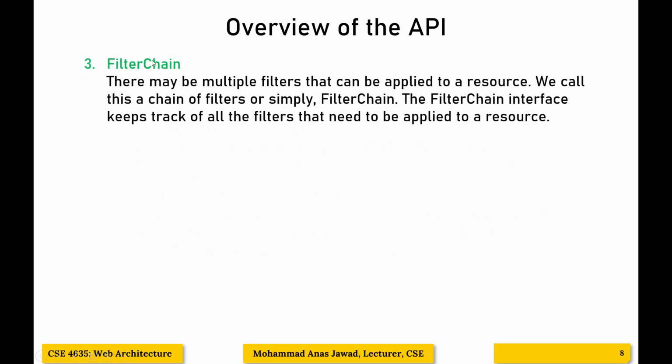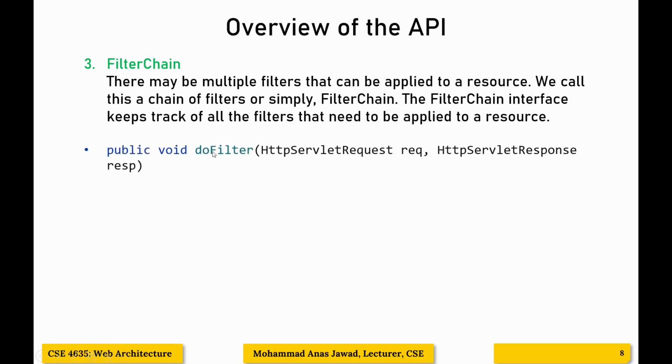Lastly, we have the filter chain interface. Now, there may be multiple filters that can be applied to a resource. According to the last diagram that we saw to understand how filters work, there were three filters applied to a specific resource, that is to a specific servlet. We call this a chain of filters, or simply filter chain. The filter chain interface is used to keep track of all the filters that need to be applied to a resource. This filter chain interface has only a single method, and the method is called doFilter.